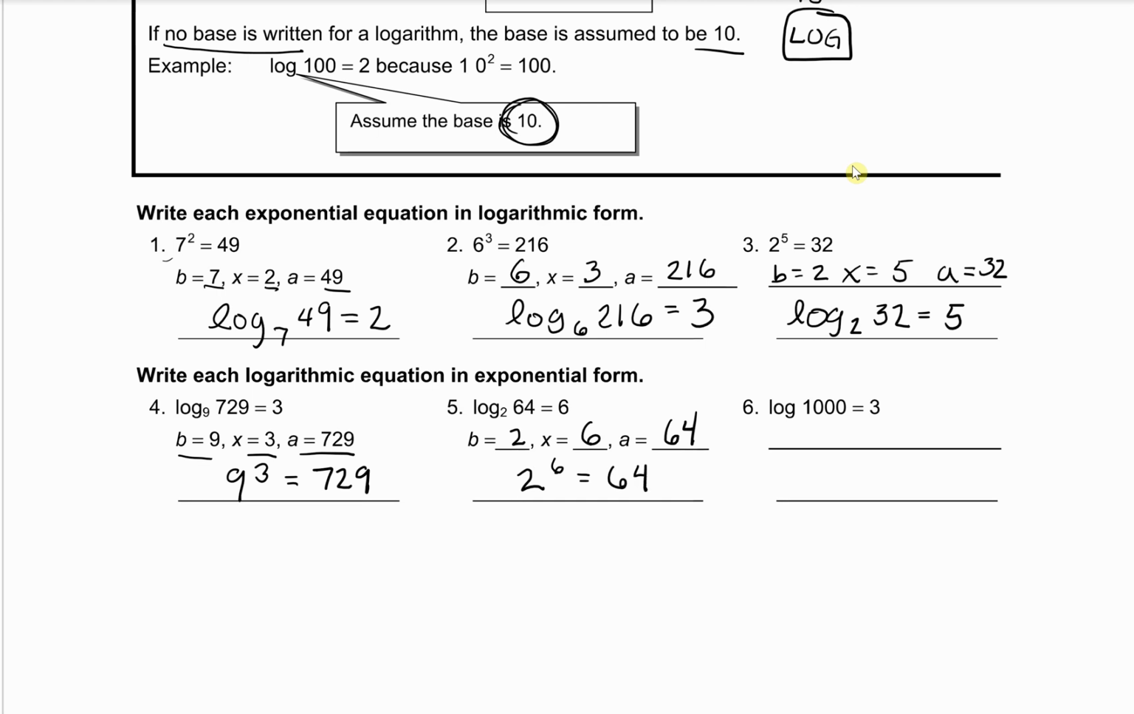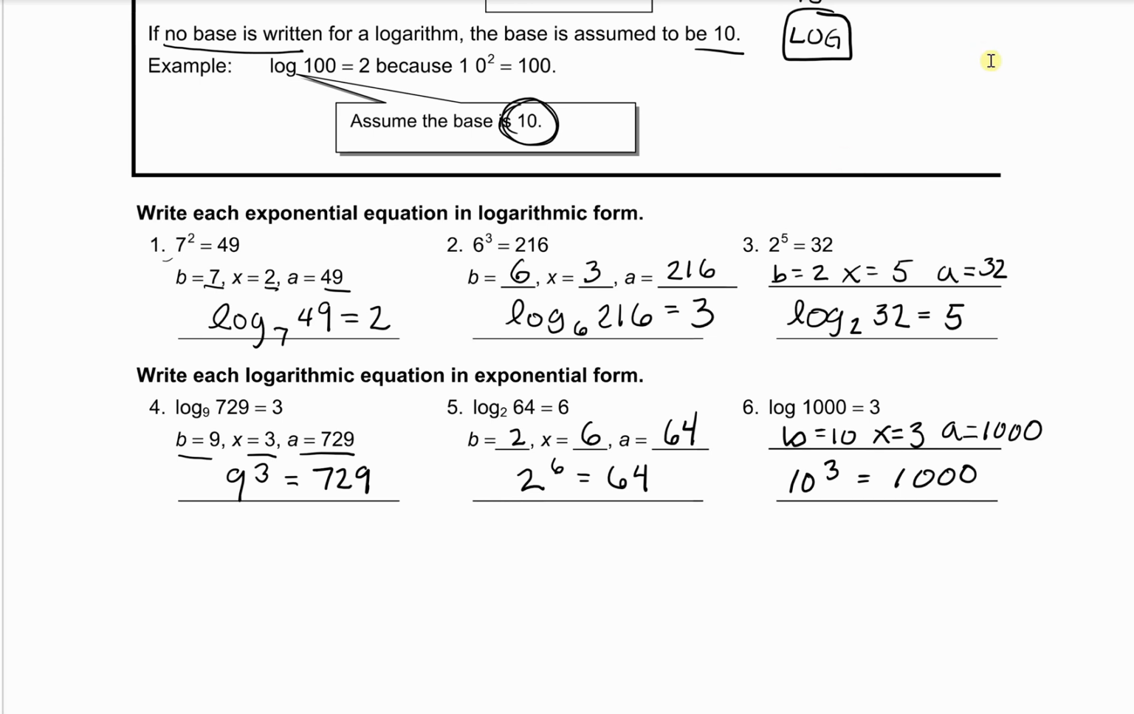Here I have log of 1,000 equals 3. And remember what I told you. When there is no base, we assume the base to be 10. The exponent is 3, and its value is 1,000. So what we end up with is 10 cubed equals 1,000.